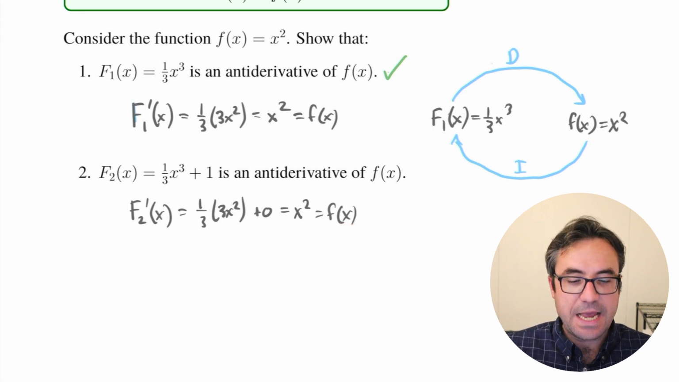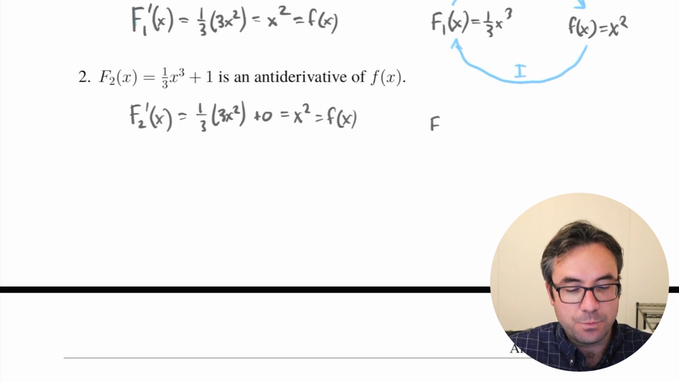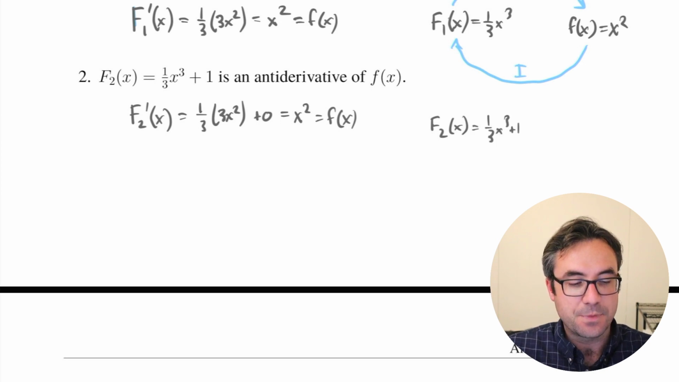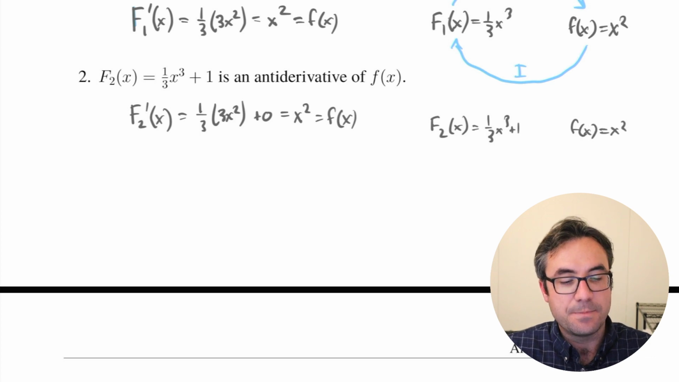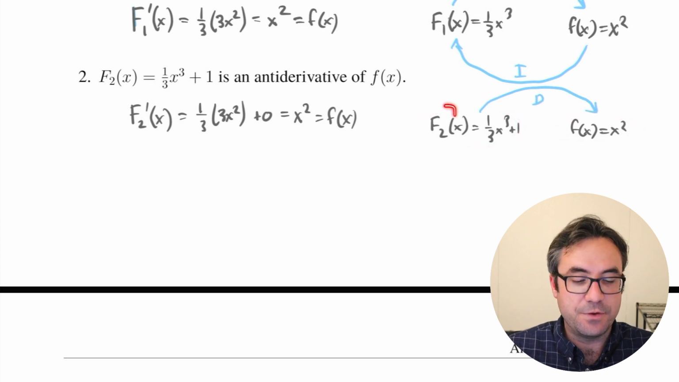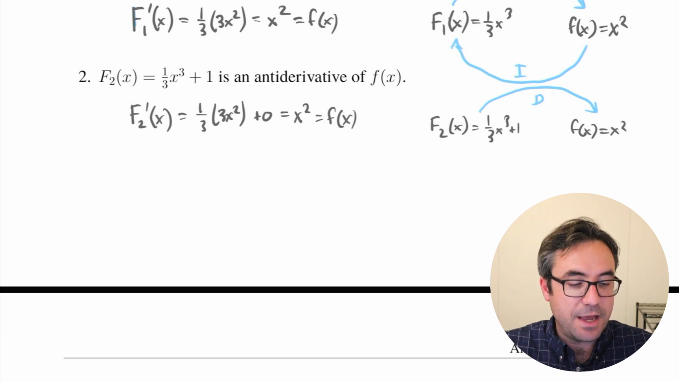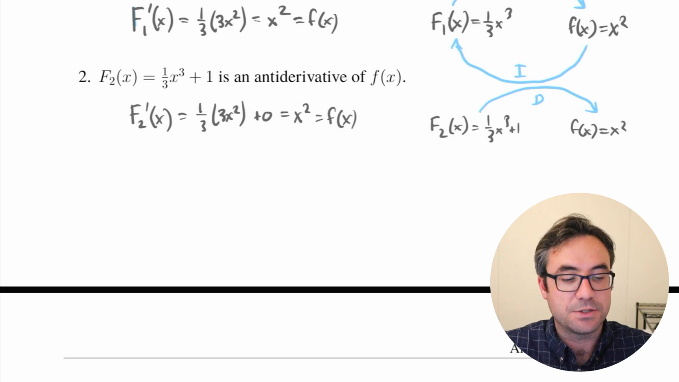So we end up with the same kind of scenario here, that we had f2 of x, which was 1/3 x cubed plus 1, and we have our function little f of x equal to x squared, and using our regular derivative rules, we saw that the derivative of f2 was actually just our x squared function, but we could think of this in reverse. So we could think of the antiderivative of x squared as being this 1/3 x cubed plus 1.